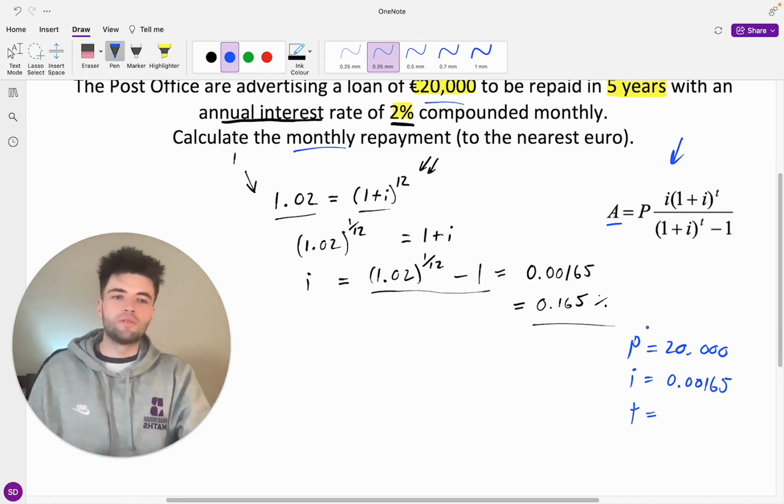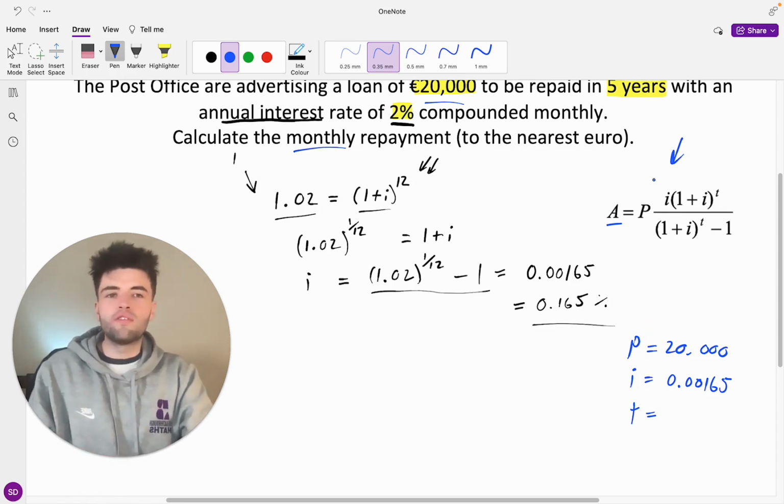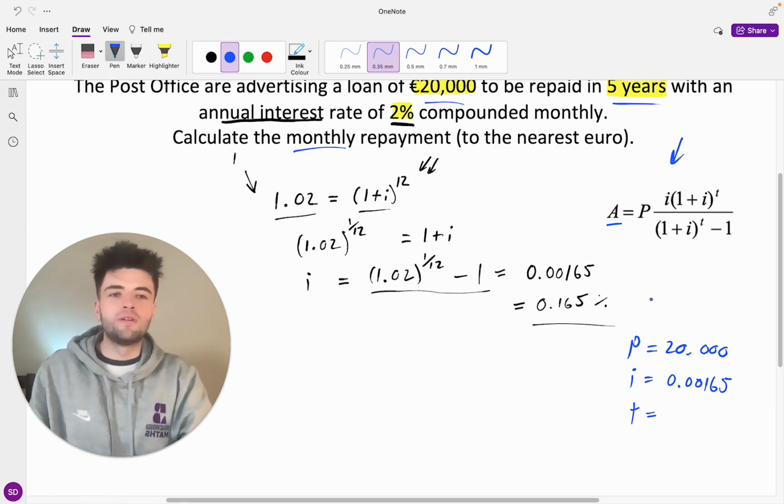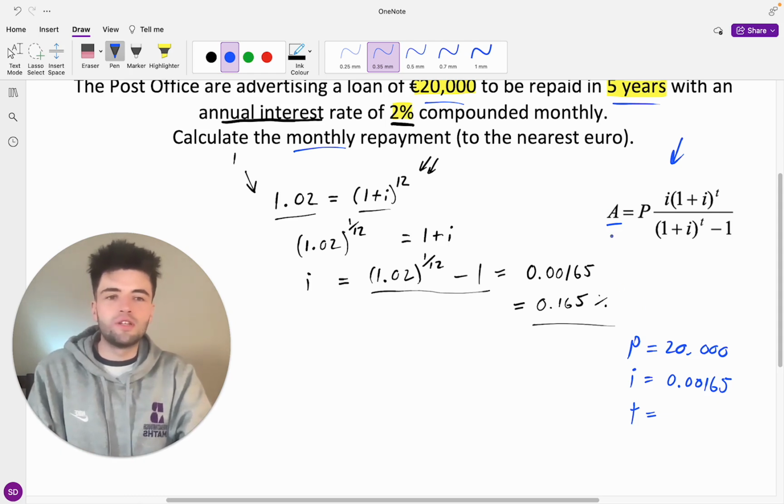This is very important, because you don't want to plug in 5, because 5 is the number of years in the question. If you just plugged in 5, we'd only be finding what happens for 5 months, which wouldn't be accurate. So what we need to do is find the number of months in 5 years, and that is going to be 5 times 12, which is equal to 60. So our T here is going to be 60.